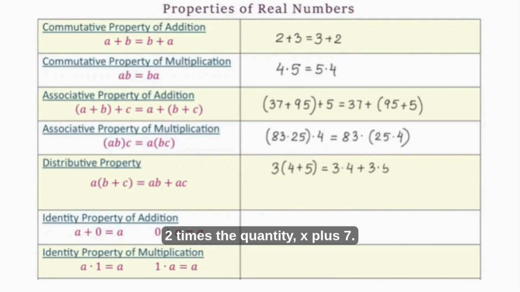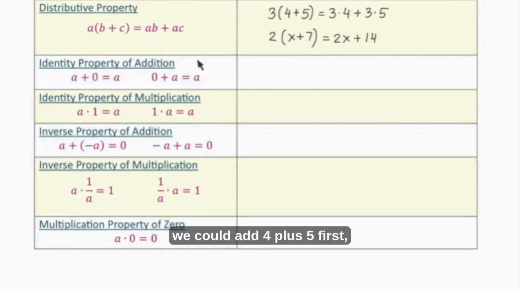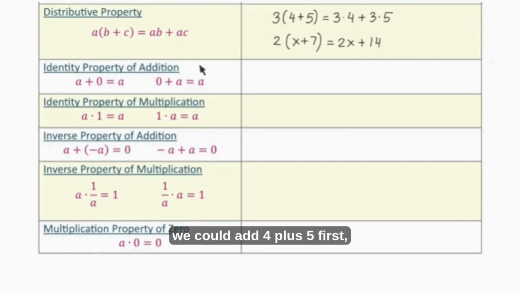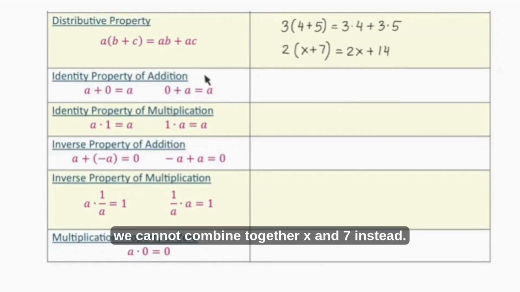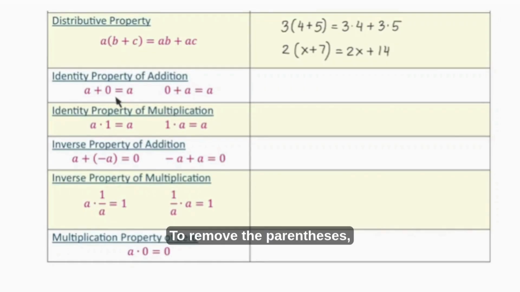For example, 2 times the quantity x plus 7. While in the example above, we could add 4 plus 5 first, then multiply the result by 3, in this example, we cannot combine x and 7 together. Instead, to remove the parenthesis, we multiply 2 by x, and again 2 times 7. 2 times x is 2x, and 2 times 7 is 14.